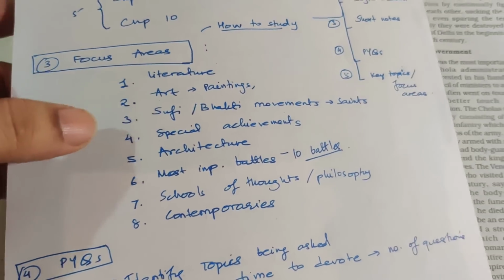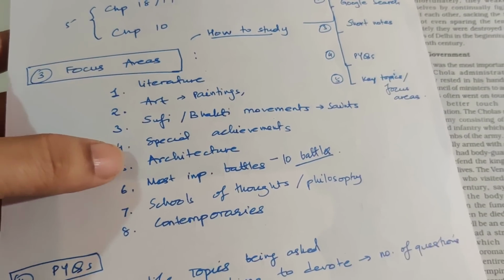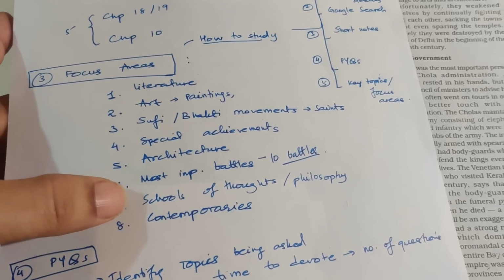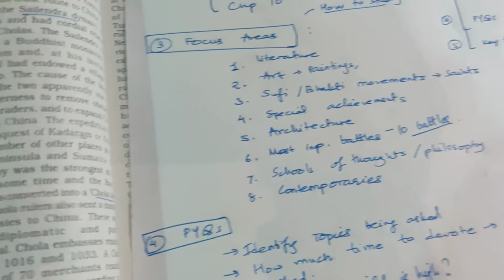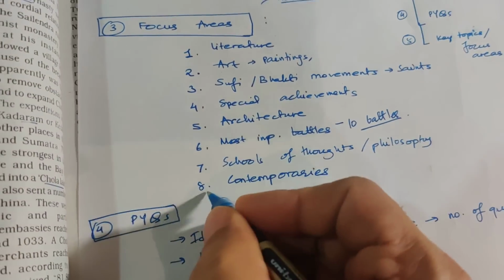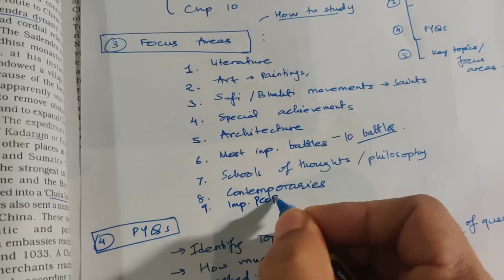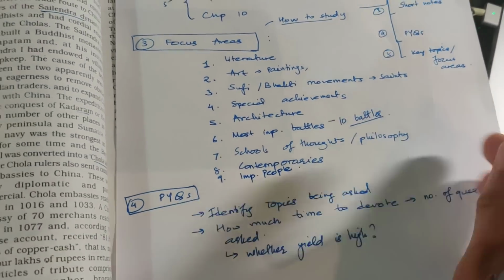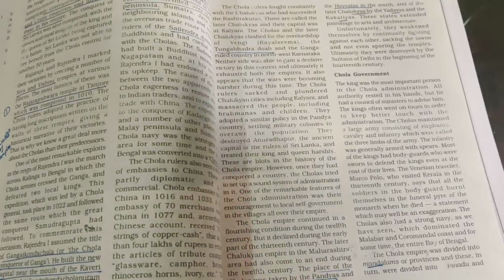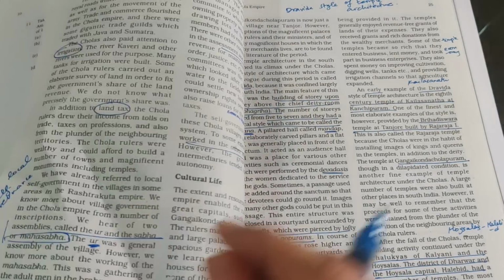The focus areas are literature, economic, आर्ट, पेंटिंग, सूफी भक्ति मूवमेंट अगर हुए थे उस टाइम पे तो, स्पेशल अचीवमेंट्स, आर्किटेक्चर, इंपॉर्टेंट बैटल्स, हु आर द इंपॉर्टेंट फिगर्स ऑफ दैट टाइम, दैट ऑल्सो आई शुड ऐड, द इंपॉर्टेंट पीपल, economic life, social life, and contemporary. So all these things you should study, and these things are given in these chapters.